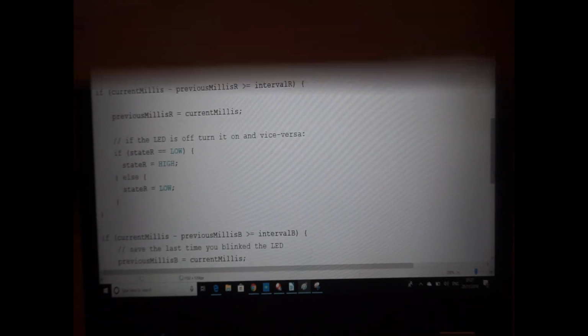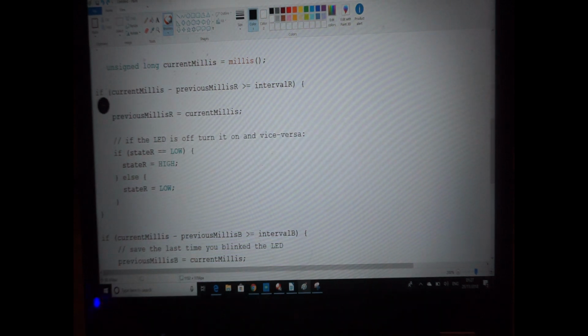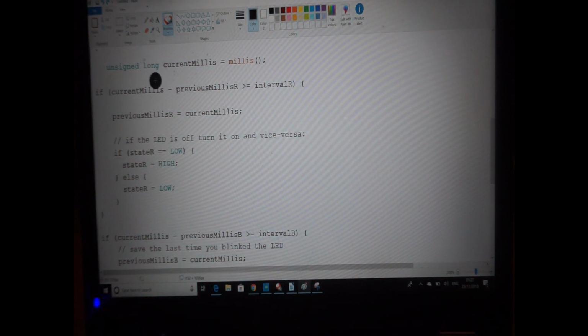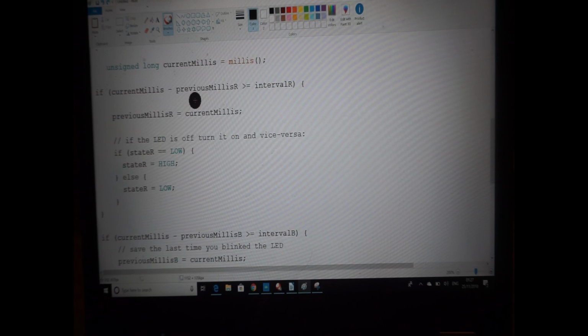The first thing we do, if you remember from our sketch, is we read the time. So if we take a look here, unsigned long, again it's going to be a positive and it's going to be a huge number after a while. Current mil, the current time, we're going to name it, and it's going to read the time. So for example, if it's 10 milliseconds, it'll come down here, 10 milliseconds, subtract the previous, which is 0, which makes 10.